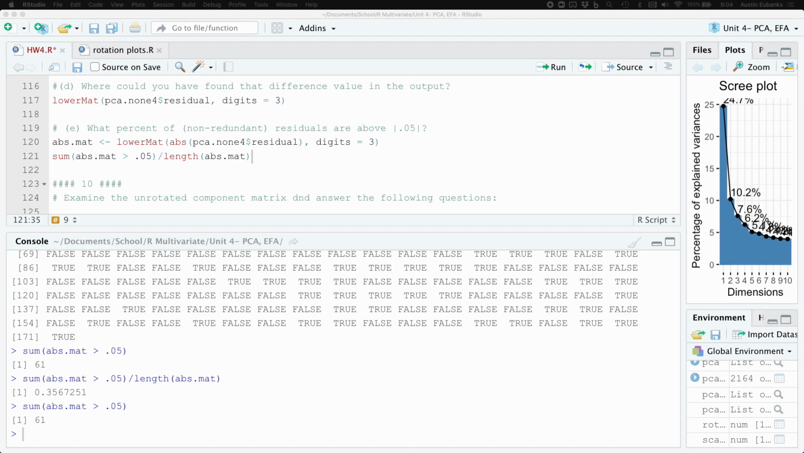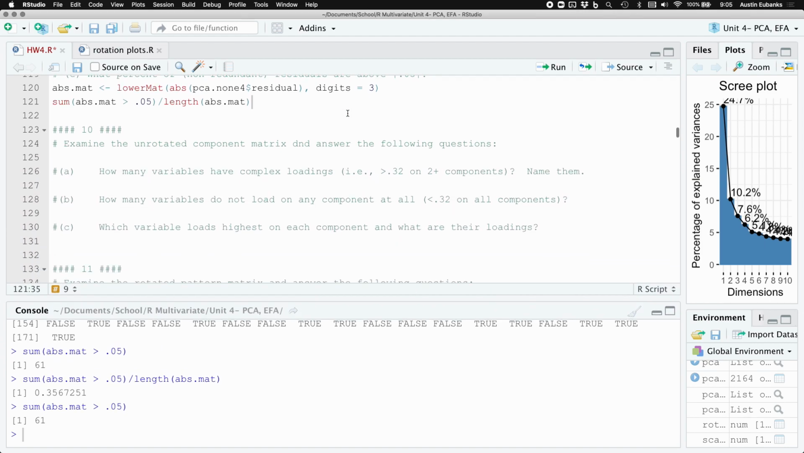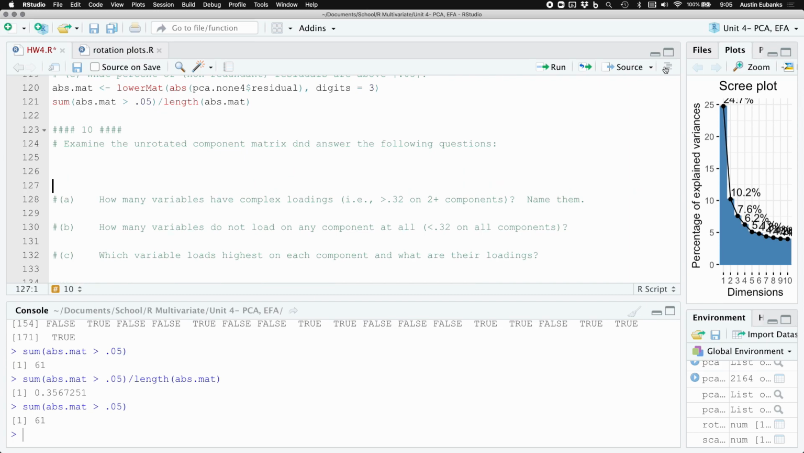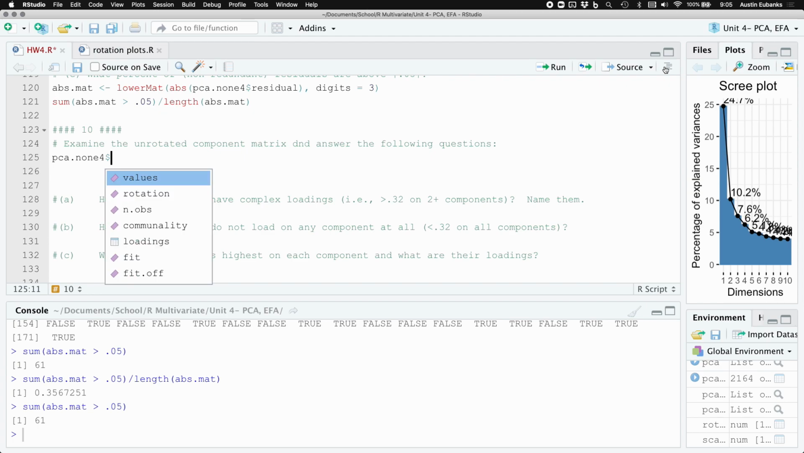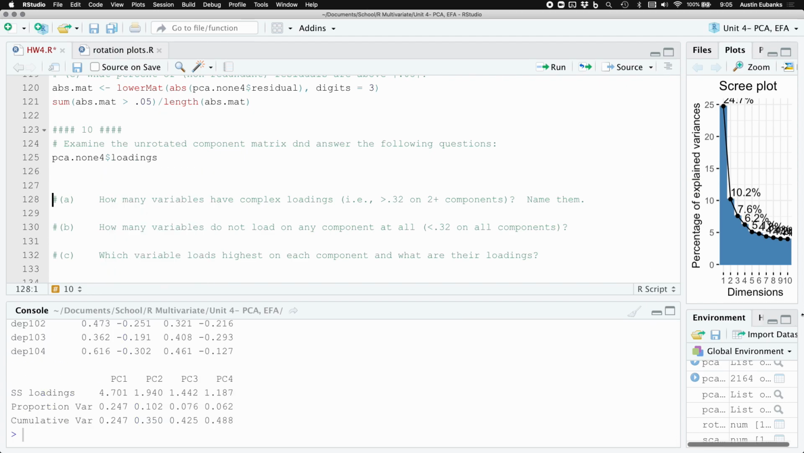Okay. Back to you, Austin. All right. So now we'll get to our first... We may not make it completely through number 10 today, but this is where, for the first time, we're going to write out a CSV and do some manual highlighting and sorting and try to better understand these component matrices. So what we want to do here is write a CSV with this component matrix, which is the loadings. So PCA none for $ loadings is the actual component matrix.